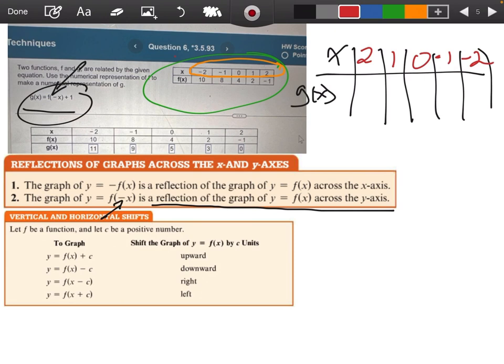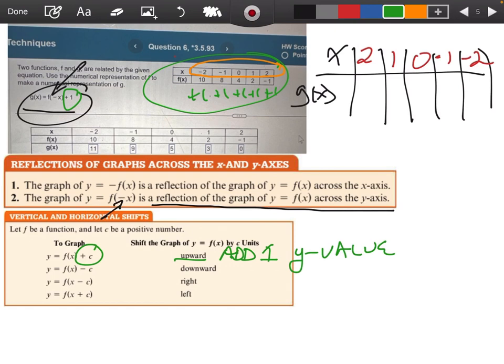Now, let's look at the second part. Here we got a +1, again on the outside. That means we're going to add 1 to our y values. So I'm going to go +1, +1, +1, +1, +1. So 10 + 1 is 11, 8 + 1 is 9, 4 + 1 is 5, 2 + 1 is 3, and -1 + 1 is 0.